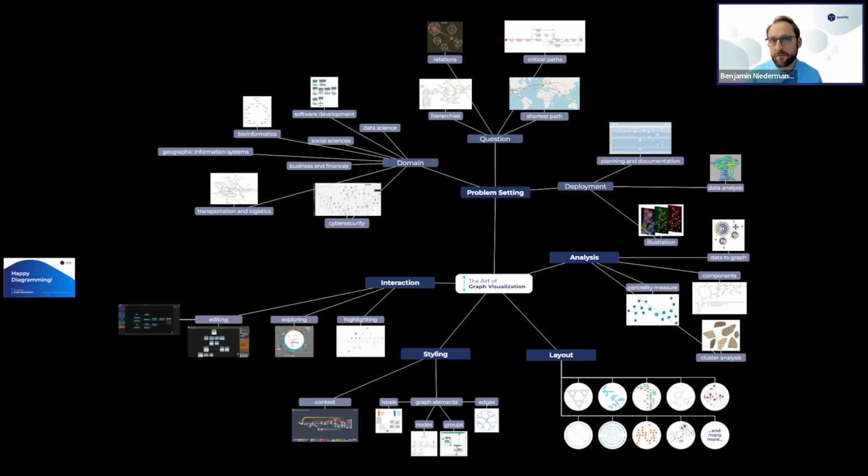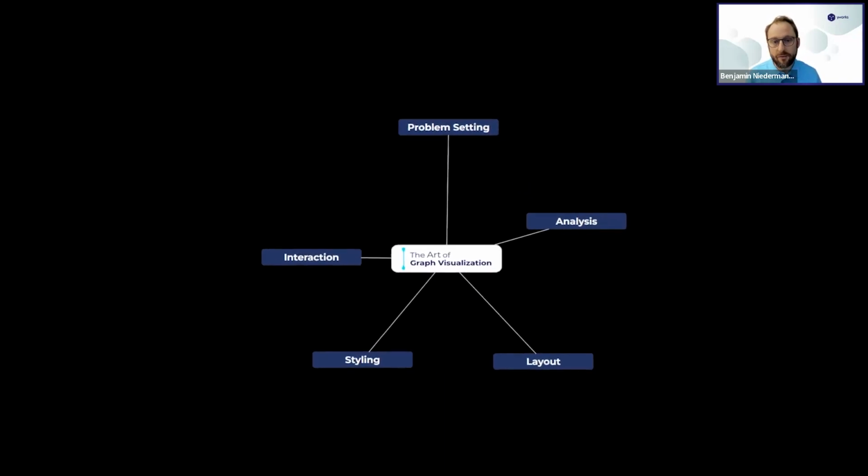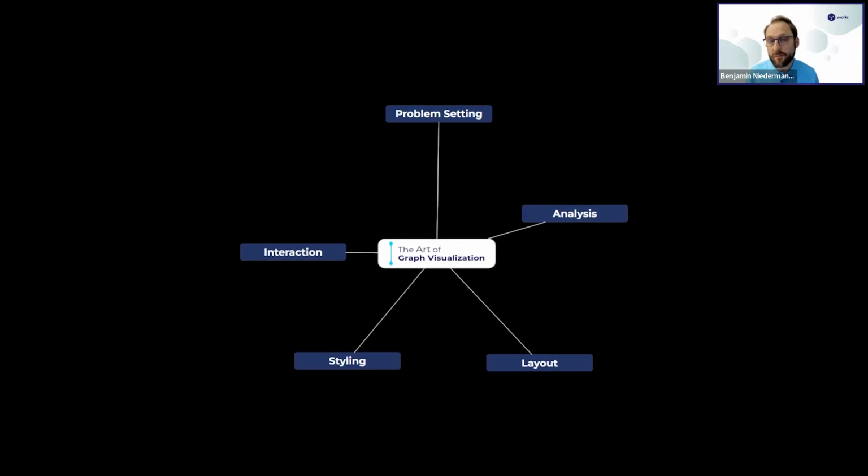In the very first episode of the series, I gave a very broad overview of the most important aspects that you need to take into account when creating a graph visualization. These aspects were, of course, the problem setting. So what kind of question would you like to answer with your graph visualization? But it was also about the analysis of the data and the layout. So the decision which kind of layout you would like to use to visualize your data. But there are also the aspects about styling and interaction.